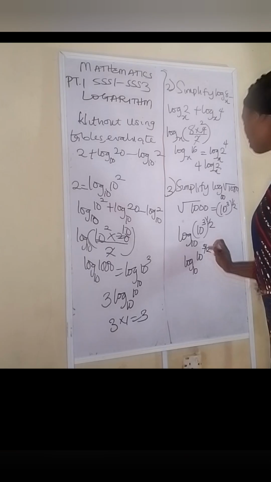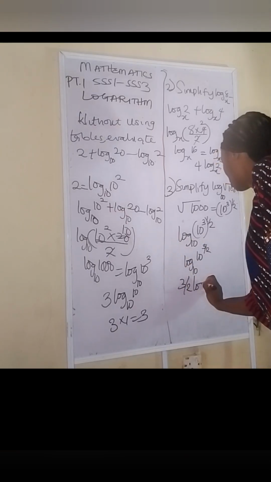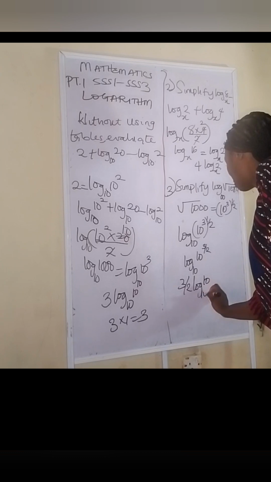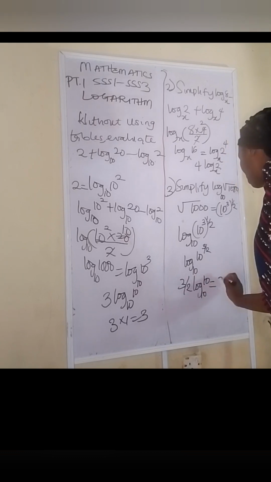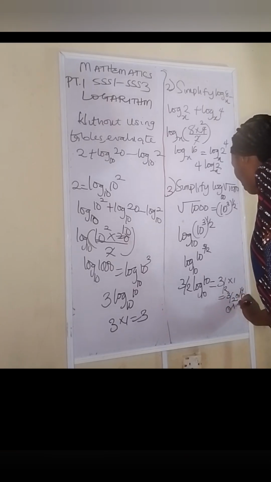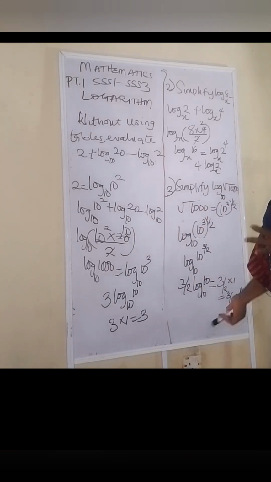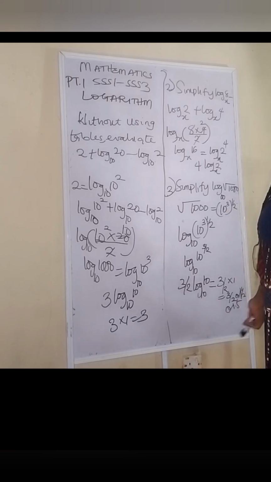So this 3 over 2 will come down here. So we have 3 over 2 log 10 base 10. And you already know log 10 base 10 is what? 1. So 3 over 2 times 1. So the answer is 3 over 2, or 1 and 1 over 2, or 1.5. So it is your choice, the way you want it. However, if it's theory, you can continue. You can give it 1.5 or just leave it as 3 over 2. So if it's OBJ, whatever answer you see is the answer you're going to pick.